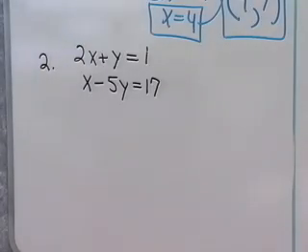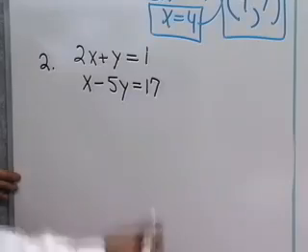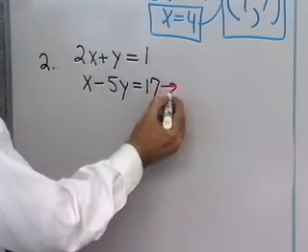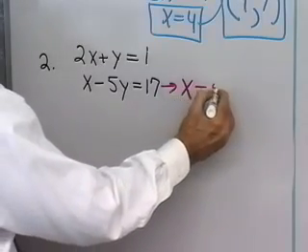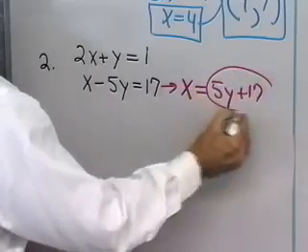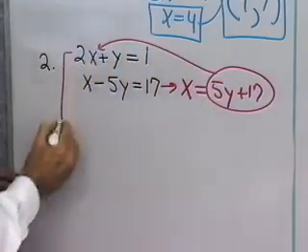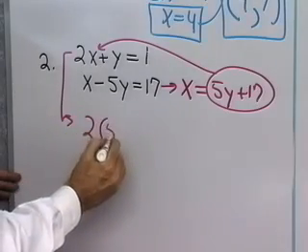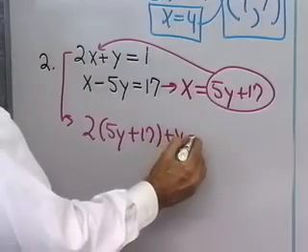Our next problem is 2x plus y is equal to 1, x minus 5y is equal to 17. Let's start by taking this equation right here and solving it for x by adding 5y to both sides. X is equal to 5y plus 17. Now I'll take this expression for x from this second equation and substitute it for x in my first equation. 2 times 5y plus 17 plus y is equal to 1.